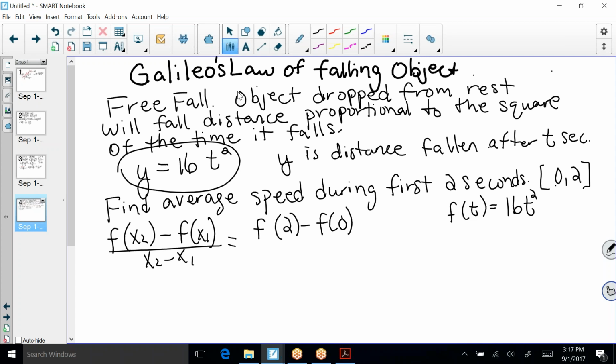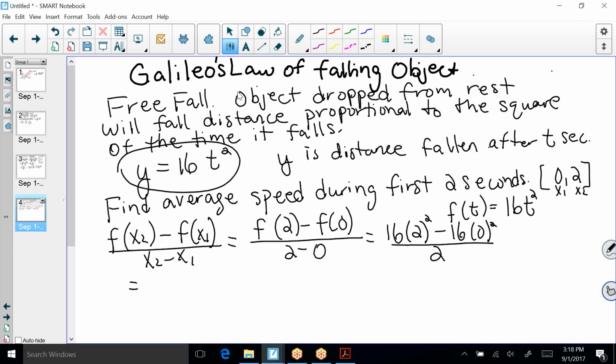And that comes in our interval. This is going to be our x sub 2, x sub 1, and then this will be our x sub 2. And then we're going to divide that by x sub 2 minus x sub 1, which is 2 minus 0. All right, so we're going to take our function f and plug 2 into it. So 2 will be our variable. So then we have 16 times 2 squared, using our function, minus 16 times 0 squared, divided by 2 minus 0, which is 2.